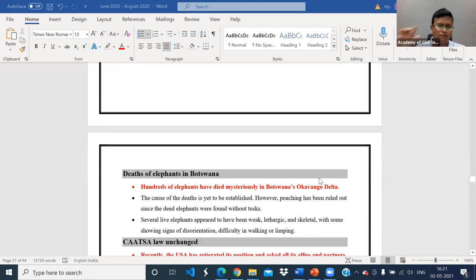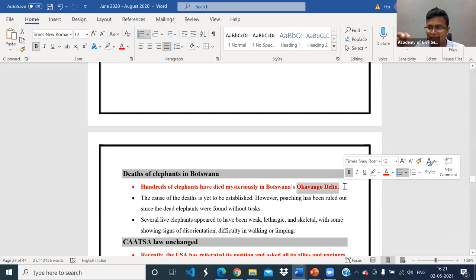Next one, death of elephants in Botswana. Only one thing you have to notice down here. In Botswana, there is a delta called the Okavango Delta. You can see in the first line, Okavango Delta. In this delta, because of some unknown reason, hundreds of elephants died, and the news came. Question will come regarding this delta only.